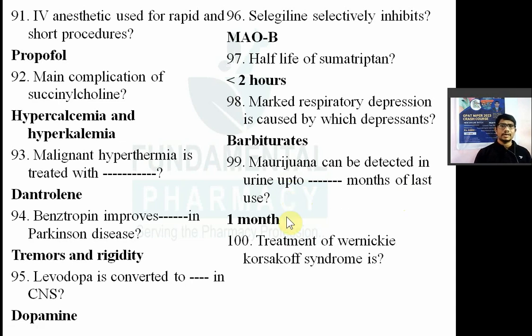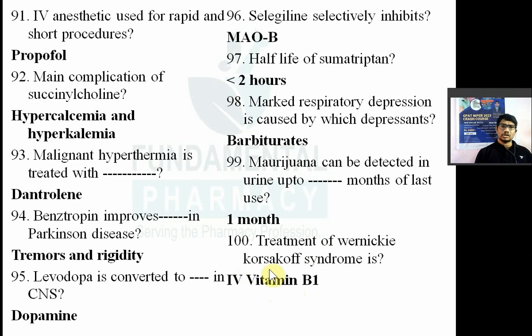Now question number 100. Treatment of Wernicke-Korsakoff syndrome. This syndrome is very important. What is the treatment of Wernicke-Korsakoff syndrome? Basically it is a vitamin B1 or thiamine deficiency disorder. So obviously treatment includes vitamin B1.